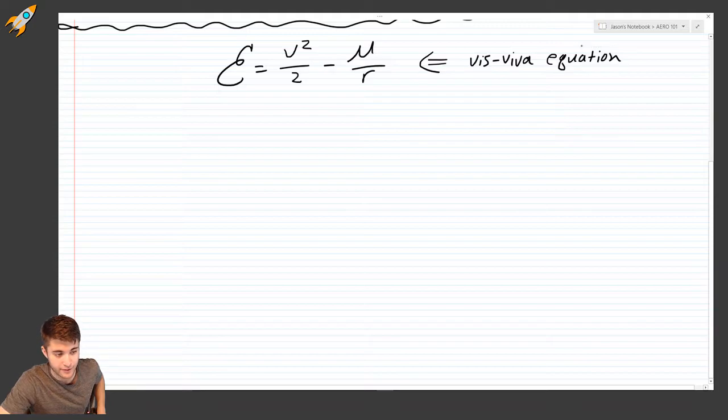The other phrase that we provide for this equation is the living force equation.